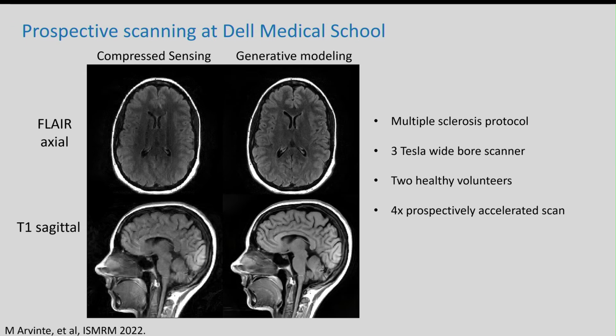We also ran this at Dell Medical School at UT Austin on some subjects. So in a completely different hospital, completely different MRI scanner, completely different patient population. And we're able to do this prospectively. So this was a 4 times faster scan. We didn't even collect the data, so we don't know what the ground truth looks like.